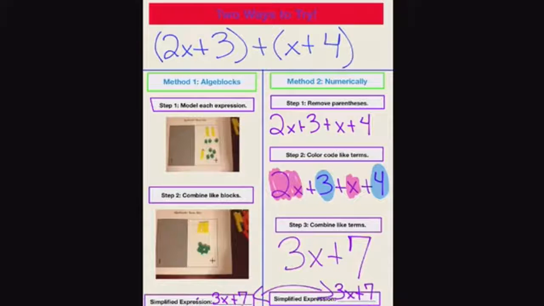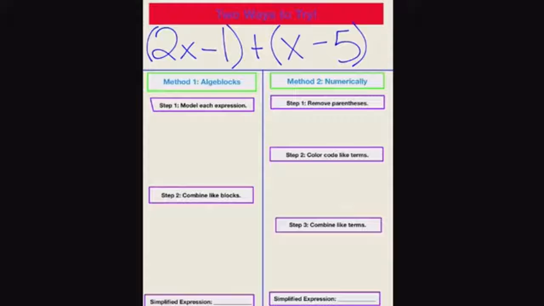Alright, let's try another one. Here we've got 2x minus 1 plus parentheses x minus 5. So again, let's try this first with our algebra blocks. Pull up my camera. Okay, so model each expression. So let's start by modeling 2x minus 1.